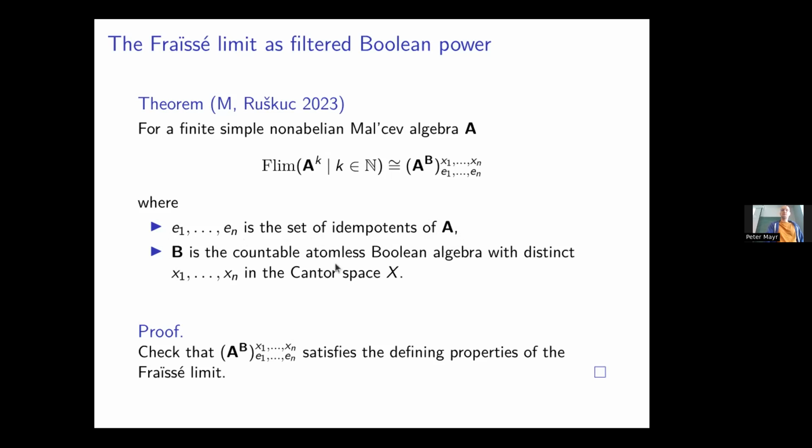B is the countable atomless Boolean algebra, a specific algebra, and x1 up to xn are arbitrary distinct points in its Stone space, which is just the Cantor space.